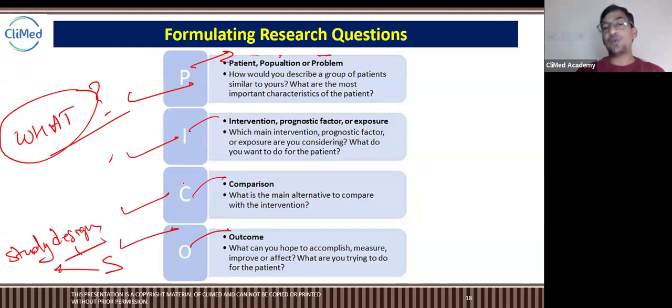Okay, let me tell you how. When you are framing a question, it should reflect what kind of population and what kind of patient you are going to take, and what kind of problem you are going to take. I'll frame the question for you. I have realistic examples here. Then you should know what kind of intervention, prognostic factor, or exposure you are showing here.